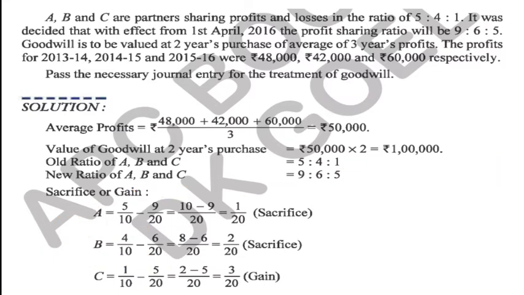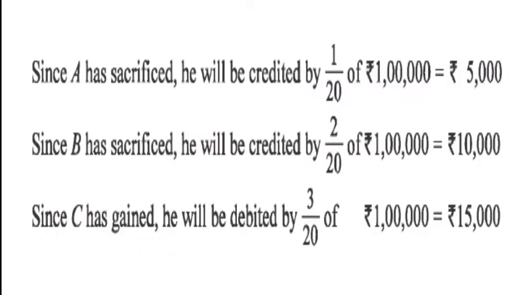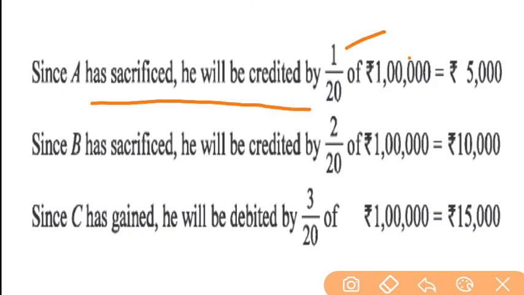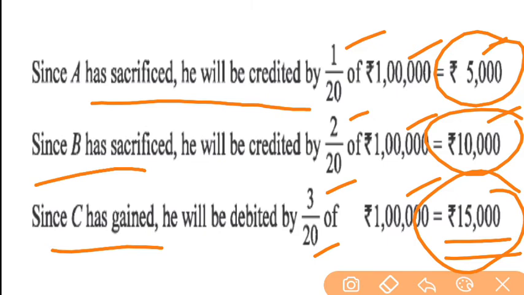Now we have to remember two things. First, goodwill. Second, gaining and sacrificing ratio. So goodwill is 1 lakh, and A and B are sacrificing 1 by 20 and 2 by 20 share, and C is gaining 3 by 20 share. Now we will multiply our gaining and sacrificing ratio with goodwill. A is sacrificing 1 by 20 share, 1 by 20 into 1 lakh, 5,000. B is sacrificing 2 by 20 share, 2 by 20 into 1 lakh, 10,000. C is gaining 3 by 20 share, 1 lakh into 3 by 20, 15,000. So this is the gaining of C and this is the sacrificing of A and B.